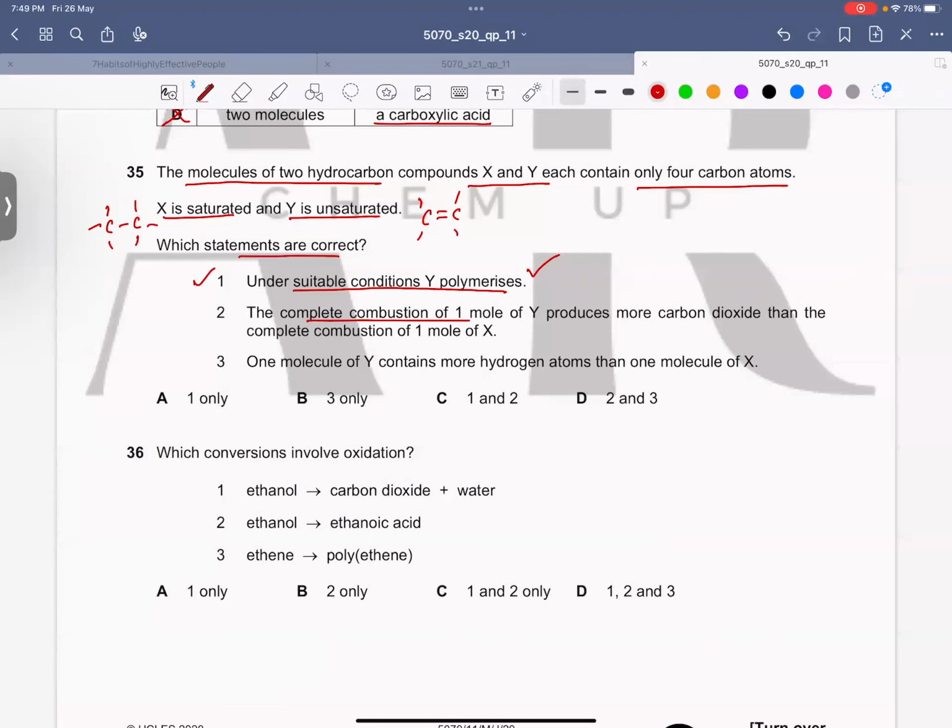The complete combustion of 1 mole of Y produces more carbon dioxide than the complete combustion of 1 mole of X. If both have 4 carbon atoms, the number of moles of carbon dioxide produced by X or by Y is actually the same. Neither X nor Y is going to form more carbon dioxide. Both will form an equal amount. So the second statement goes wrong, and as the second goes wrong, this one and this one are going to be wrong too, because both contain 2.